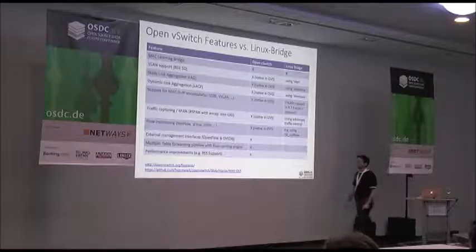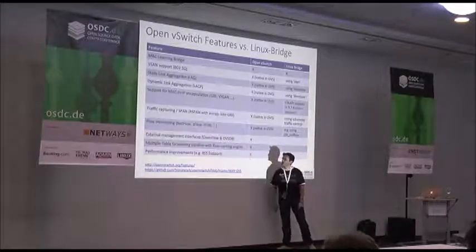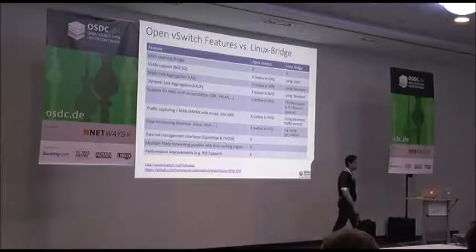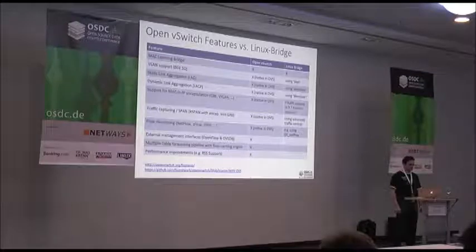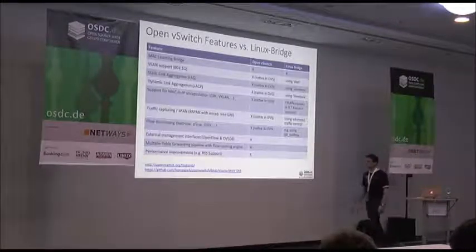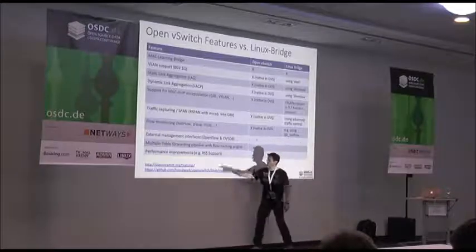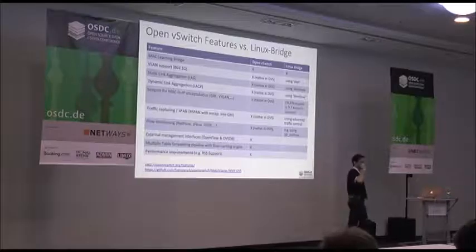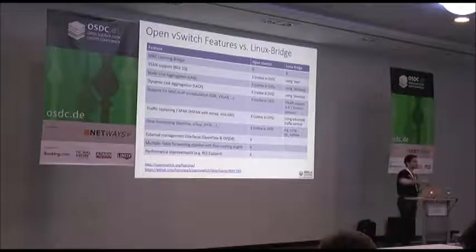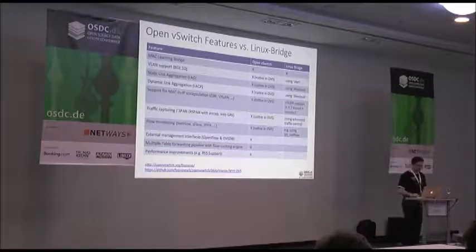The multiple tables, forwarding pipeline, and flow caching, that's a little bit difficult to explain. I guess in the demo it will be a little bit more clear, is one of the main advantages that you can spell out of Open vSwitch. And there have been a lot of performance improvements too. One of the most important ones being receive side scaling support, so that on the inbound side you don't just send every packet to just one CPU core, you spread it out over the cores.